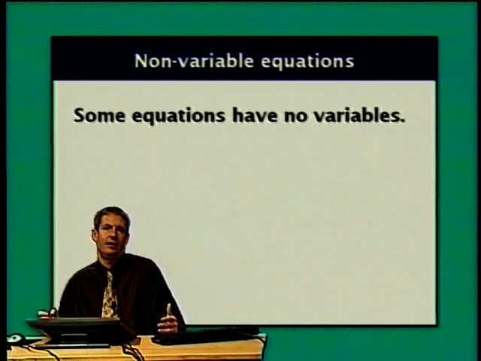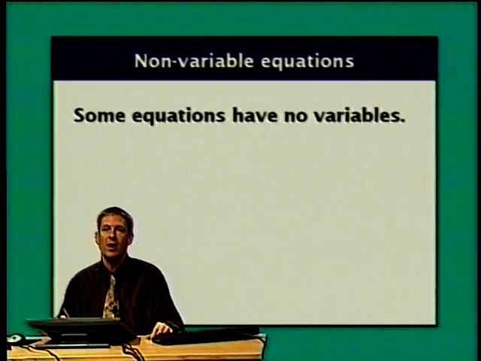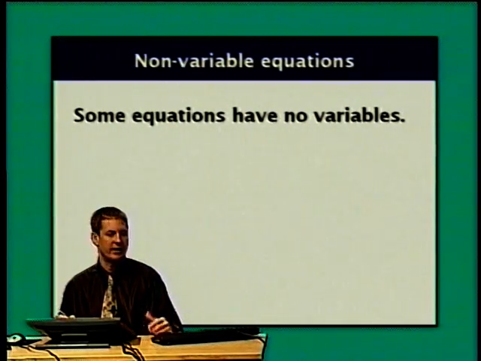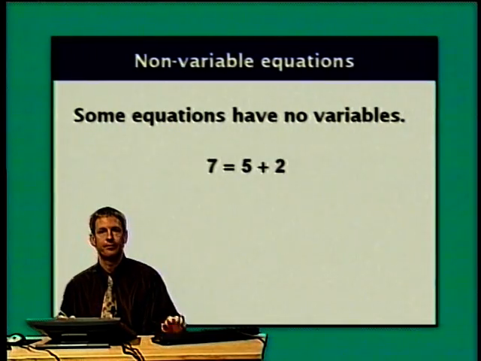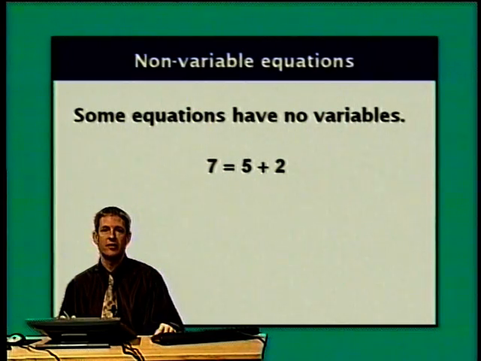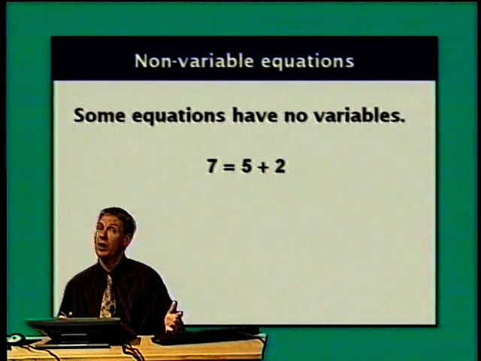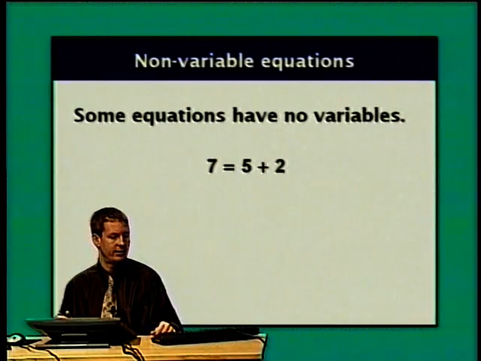It turns out that some equations have no variables. You've actually been writing down lots and lots of equations already that have no variables. 7 equals 5 plus 2. 7 is a mathematical expression. 5 plus 2 is a mathematical expression, and they're written on either side of an equal sign. That's all it takes to make an equation.